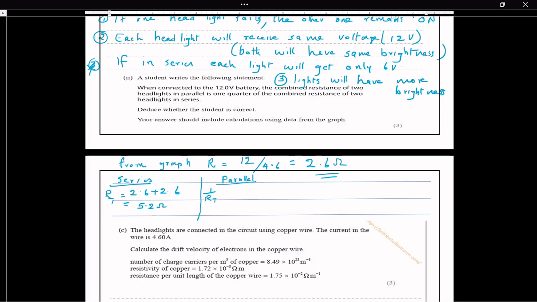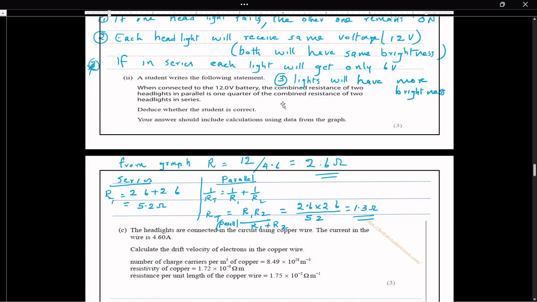It is 1 over R total is 1 over R1 plus 1 over R2. But I hope you remember we are going to use the shortcut, product over the sum. So this will give 2.6 times 2.6 over the sum, 5.2, and this will give an answer of 1.3 ohms. So when they are connected in parallel, RT parallel is 1.3 and RT series is 5.2.